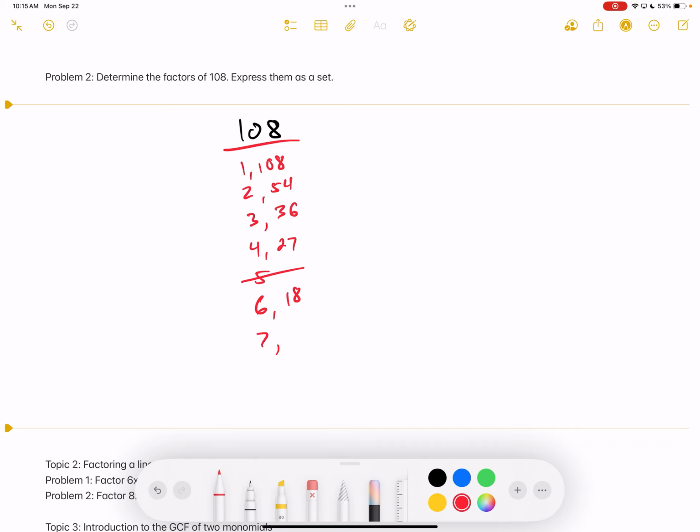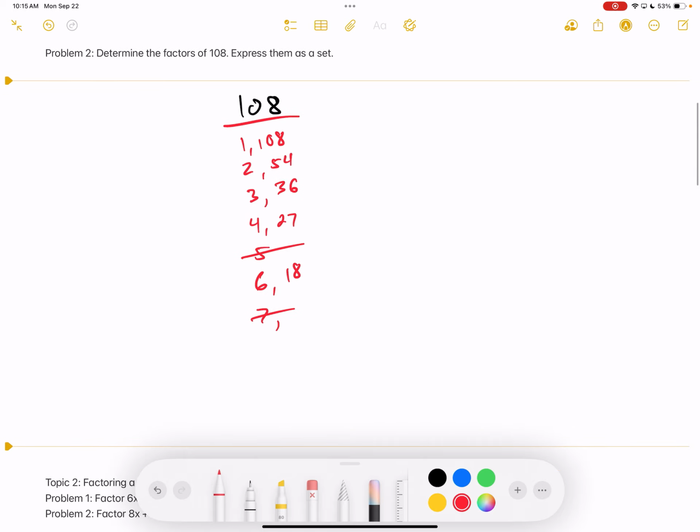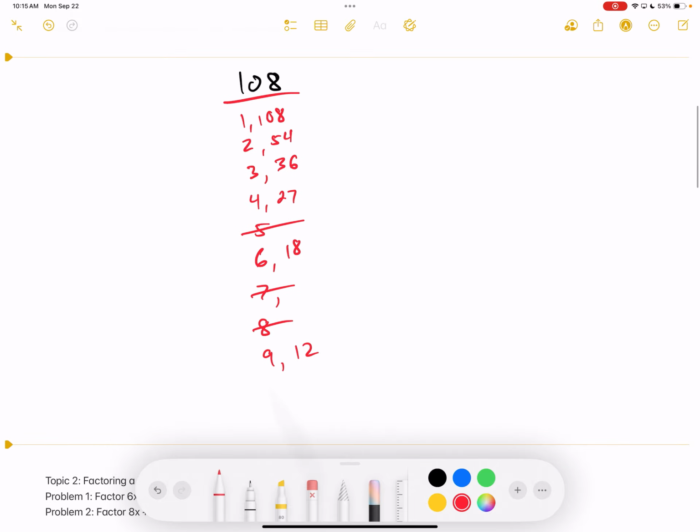Divided by 7, 91, 98, 105. I don't think that works. Divided by 8 does not work. Divided by 9, that's 12. Divided by 10, that doesn't work. Divided by 11, that doesn't work. And I can stop at 11 because 12 is right here. You can always stop when you get to that next number there. Okay, so those would be my factors.